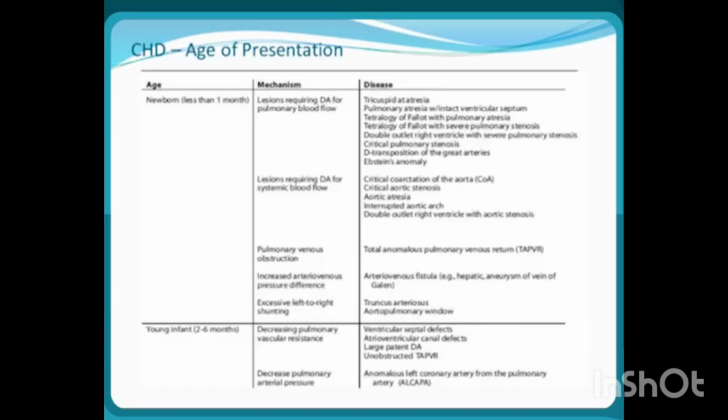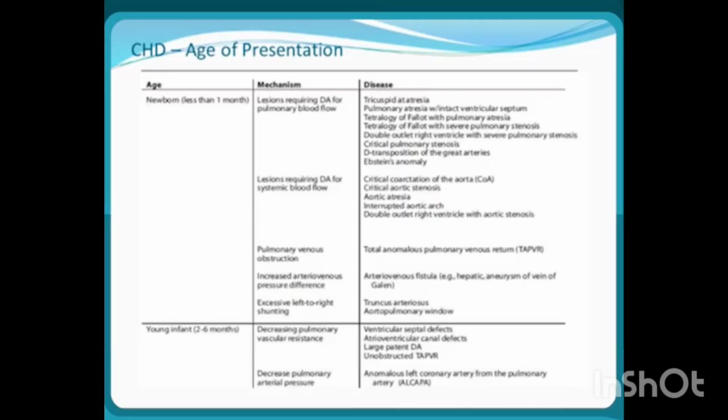The important thing about CHD is when the patient presents to you, because the first month of life is very critical. If the patient presents during the first month of life and requires any surgical or major intervention during the first week of life, we classify it as a critical CHD. Which lesions present during the first month of life? Most of these are duct dependent lesions. Duct dependent pulmonary circulation or duct dependent systemic circulation are the ones that present during the early days of life. And TAPVC with obstruction or increased AV pressure like AV fistula, these patients present earlier.